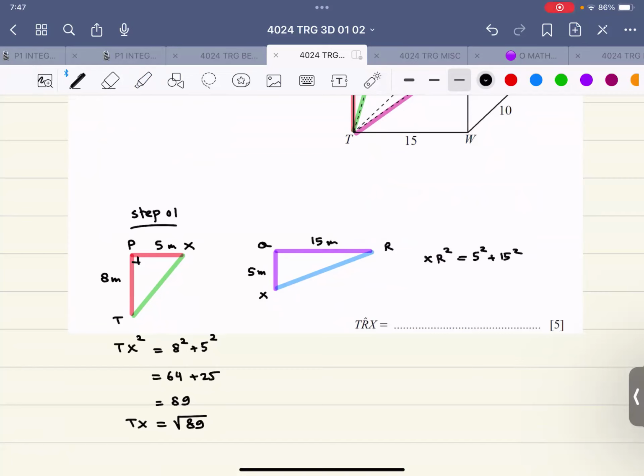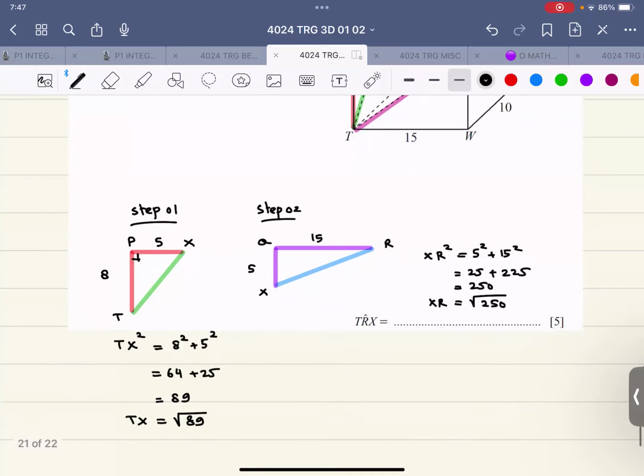I don't need to write the units, so let's not make it confusing like this. And over here, I can remove it. Okay. So now 5 square is 25, 15 square is 225, that is 250. Therefore, XR is square root of 250. So this is step number 2. And this is for 5 marks. Just look at the marks.